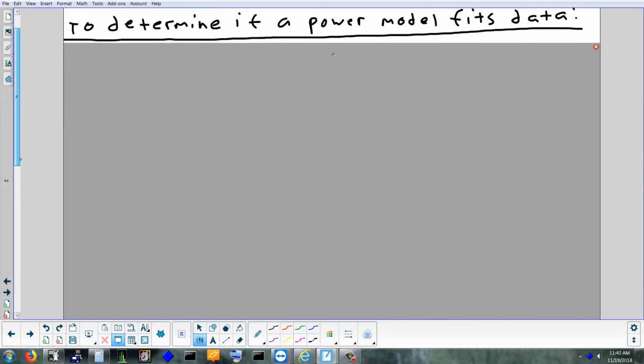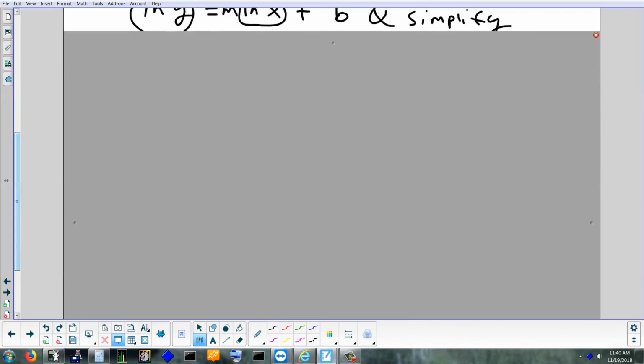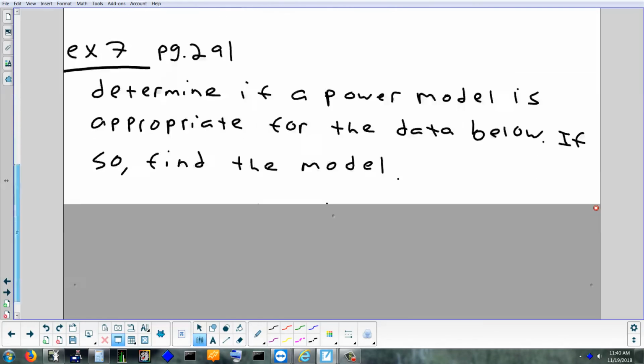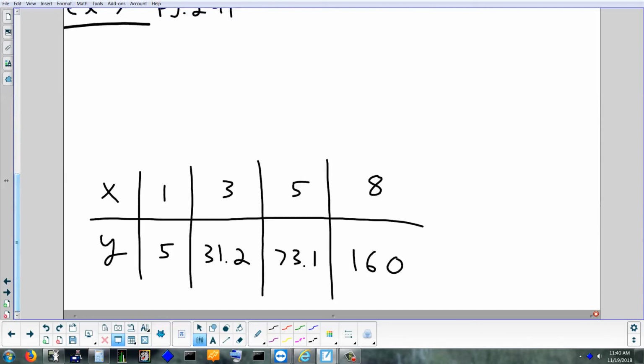All right, so let me give you, let's look at a set of data. For this one, I don't want to determine if a power model is appropriate. I just want to find a power model for the data. So just change the directions to that. Find a power model for this data.